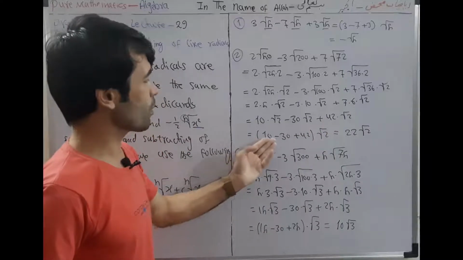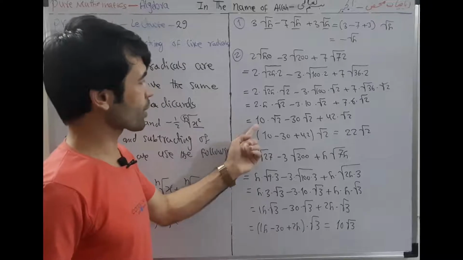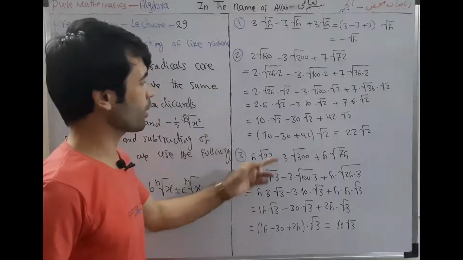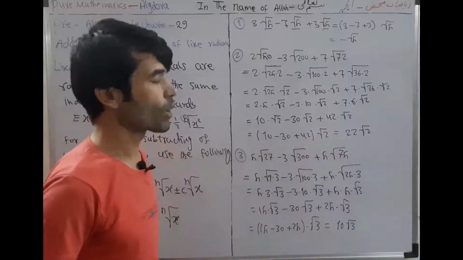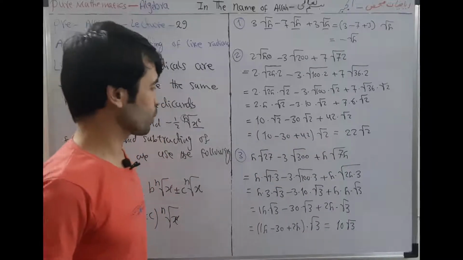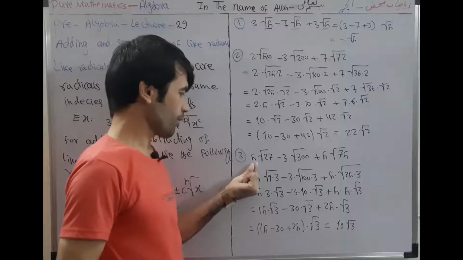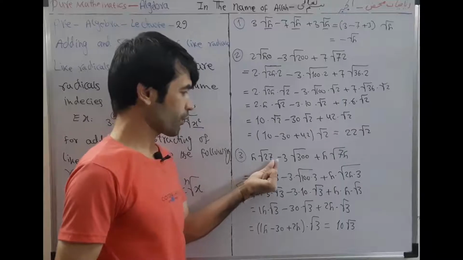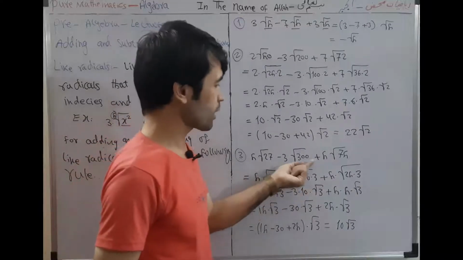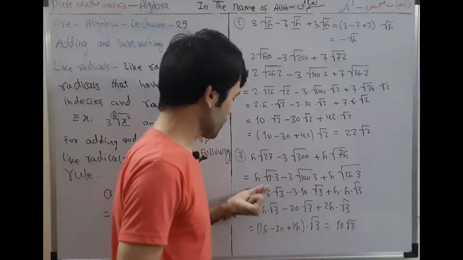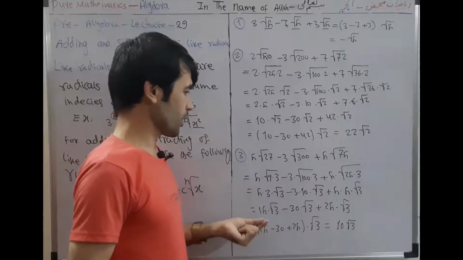It is equal to 10 minus 30 plus 42. Here we have the coefficient 10, here we have minus 30, here we have 42. Then we add and subtract this, we get 22 into square root of 2. Next one, third one, question 3, 5 multiplied by square root of 27 minus 3 into square root of 300 plus 5 into square root of 75. Then we use these rules and simplify this expression.